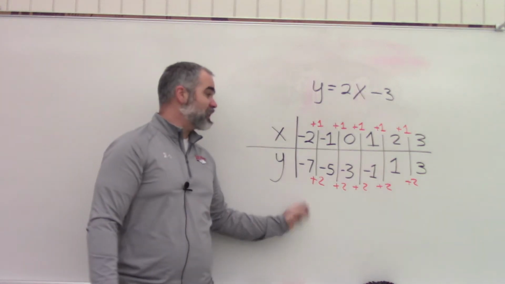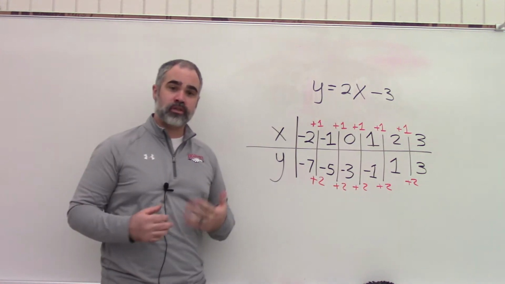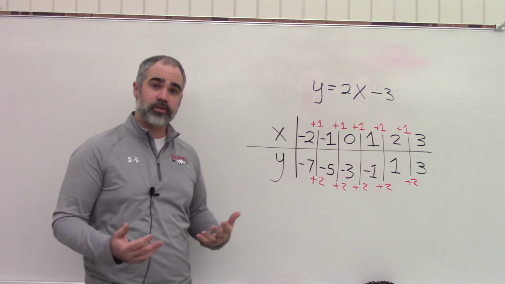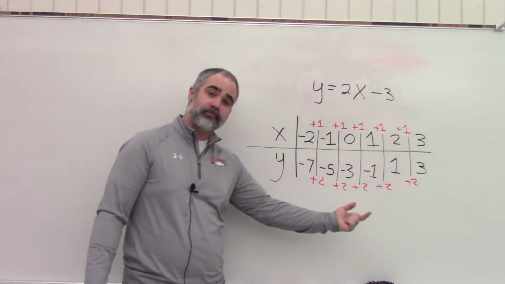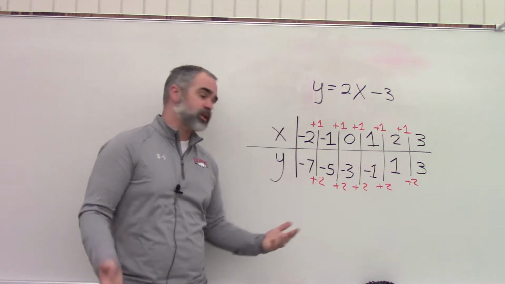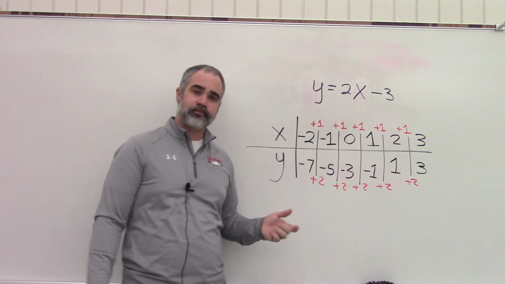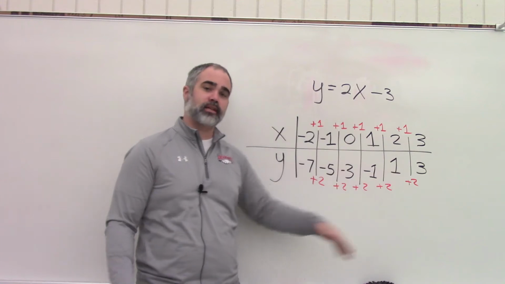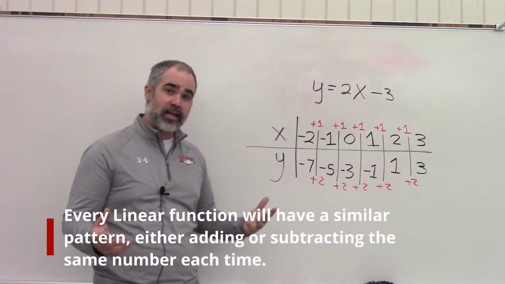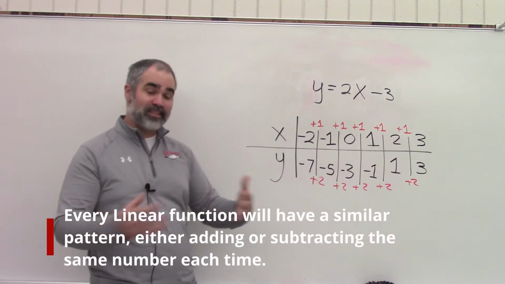This idea of adding the same number each time is actually one of the characteristics of a linear function. Every linear function, you will add the same number each time. You can even add negative numbers, which looks like you're subtracting the same number each time. But regardless, it's always the same thing, either adding or subtracting. If you see that in a function, that is what makes it a linear function.